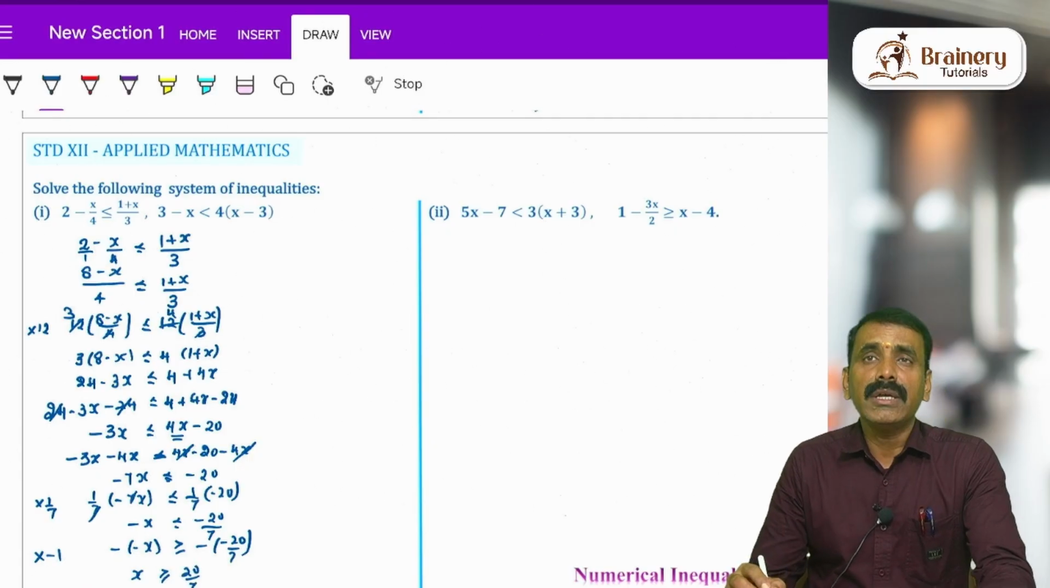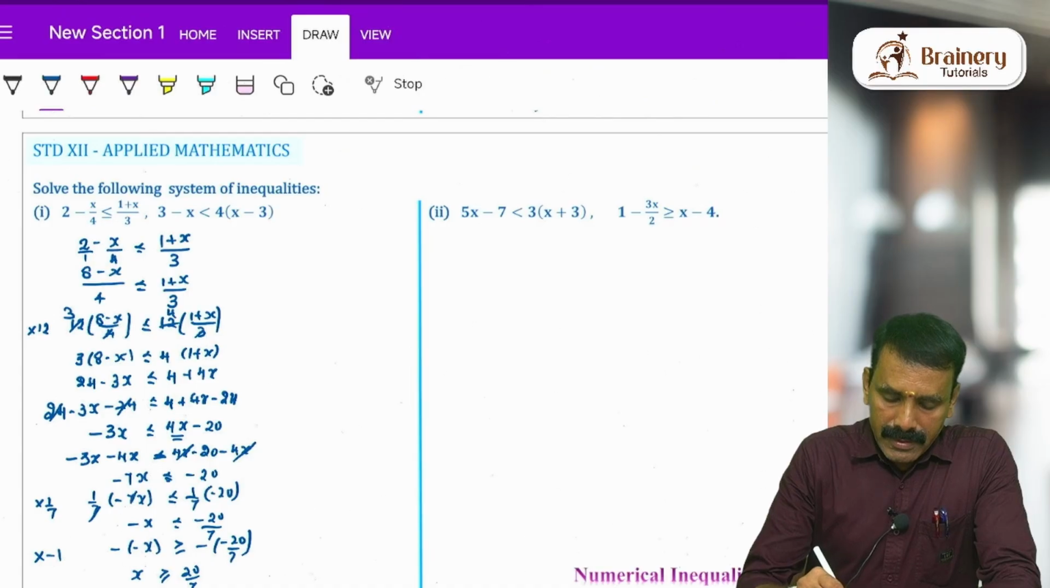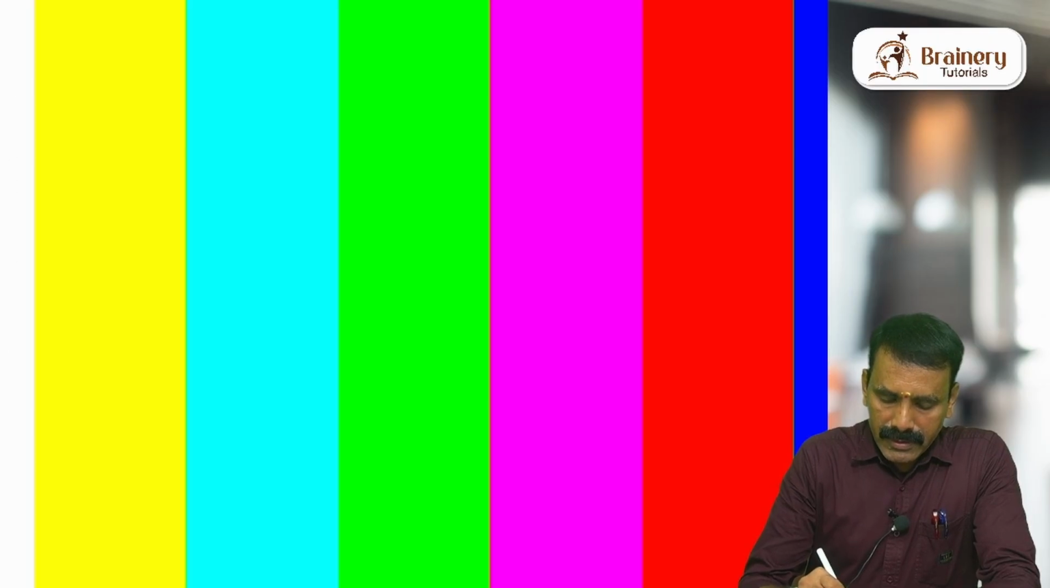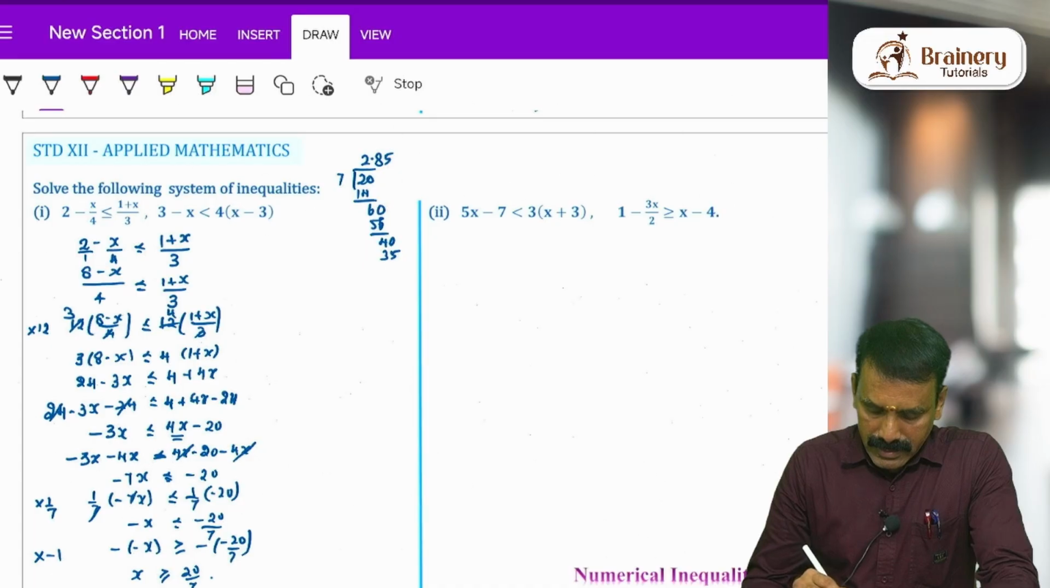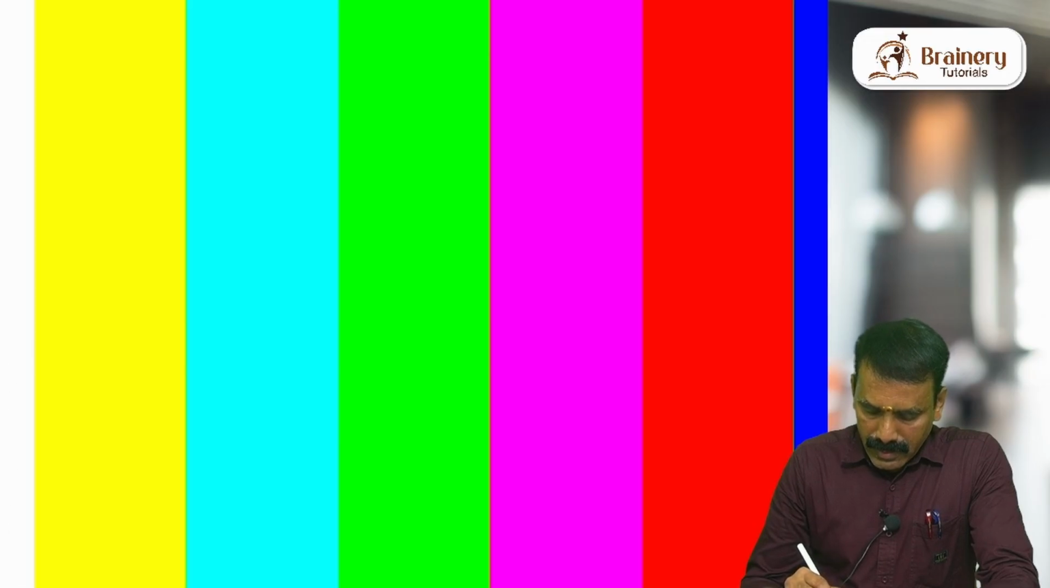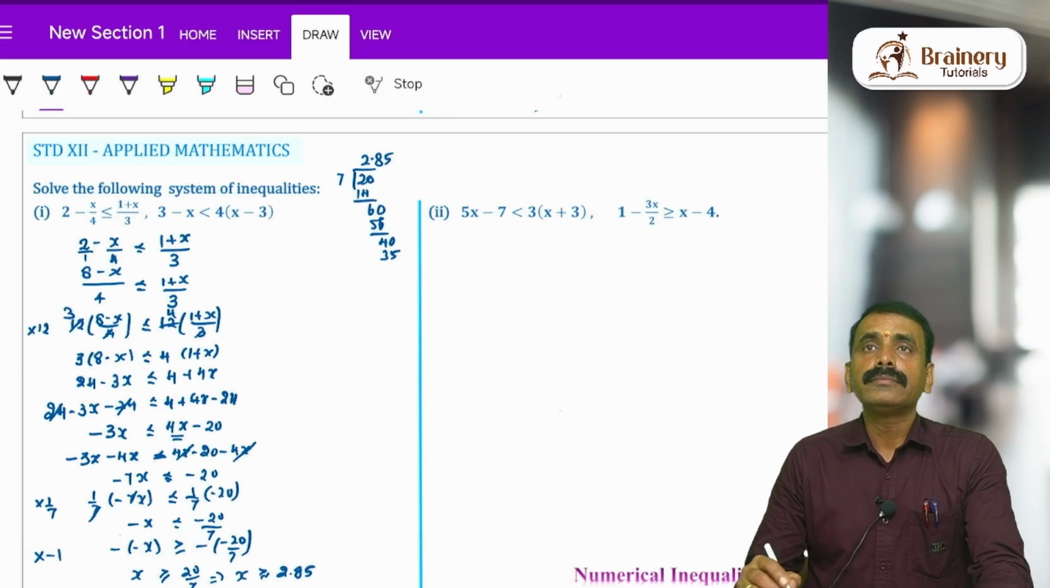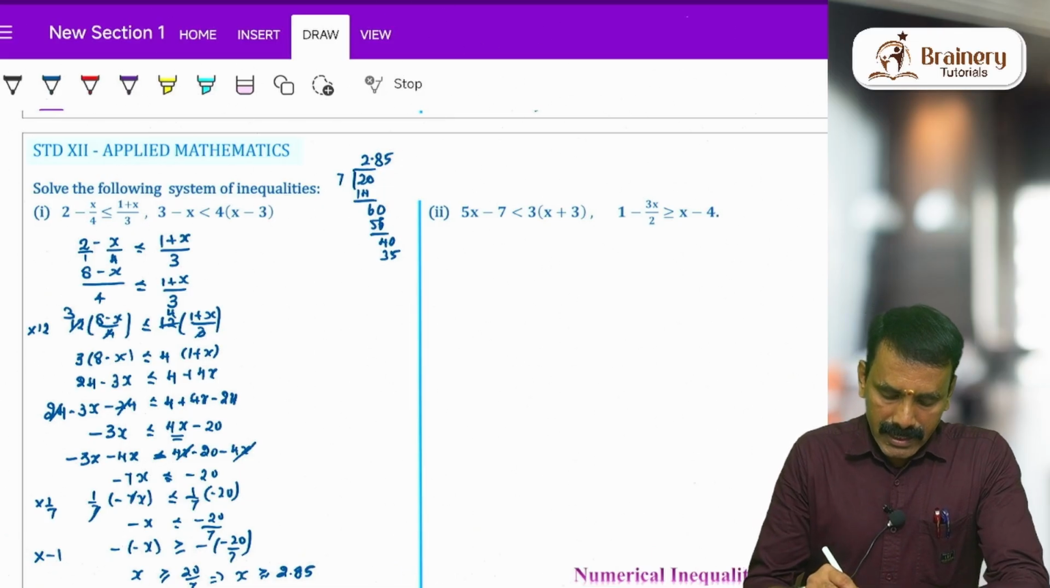So this is the first inequality solution set. 20 by 7, we divide 20 by 7. 2 sevens are 14, balance 6, we put decimal point, 60, 8 sevens are 56, balance 4, 40, 5 sevens are 35. So it goes on. So x should be greater than or equal to 2.85.